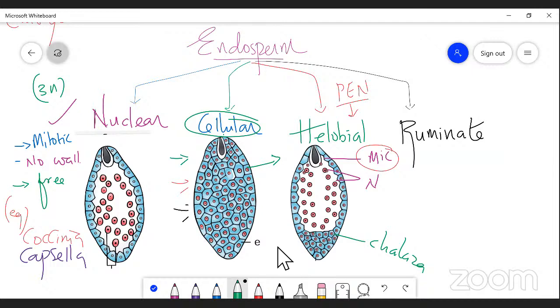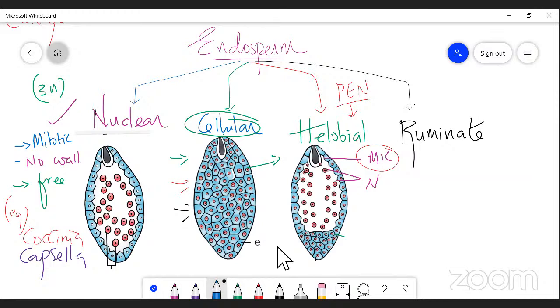in between the nuclear divisions. Whereas in the chalazal region, you can see a number of cells inside the endosperm with wall formation. So that is the difference, right? Between the micropylar region and the chalazal region in the case of helobial. So this type of endosperm that we can find in some cases, I would like to mention, helobial endosperm.